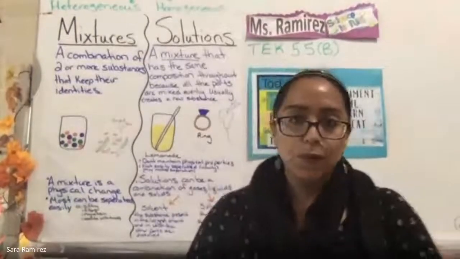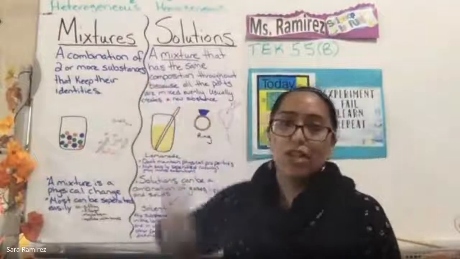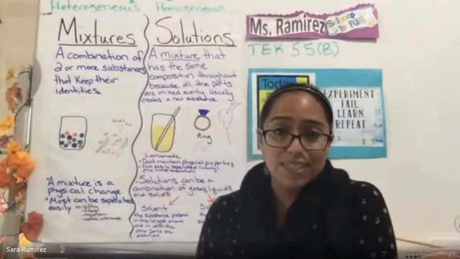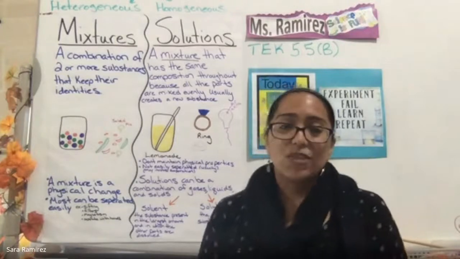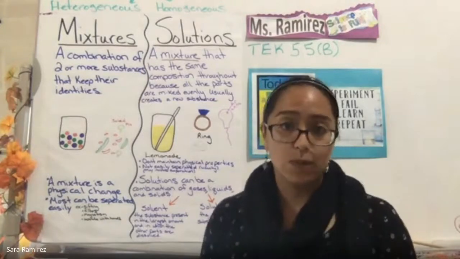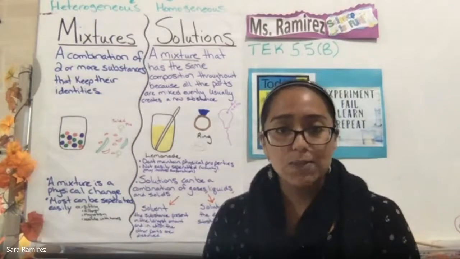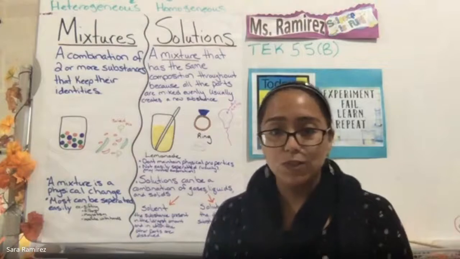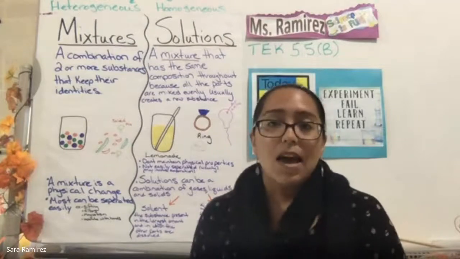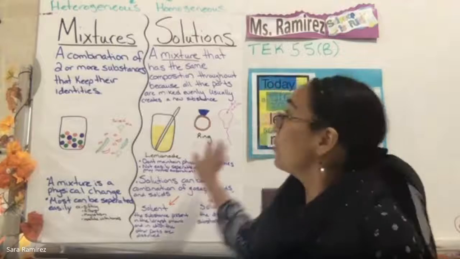So for a quick review, we said that a mixture is just a combination of two or more substances that keep their individual identities. So for example, we said a salad, you can clearly make out those individual components of the salad. And a mixture can usually be separated pretty easily. You can use a magnet, you can use a filter, you can just pluck them out by size. So that's a mixture.